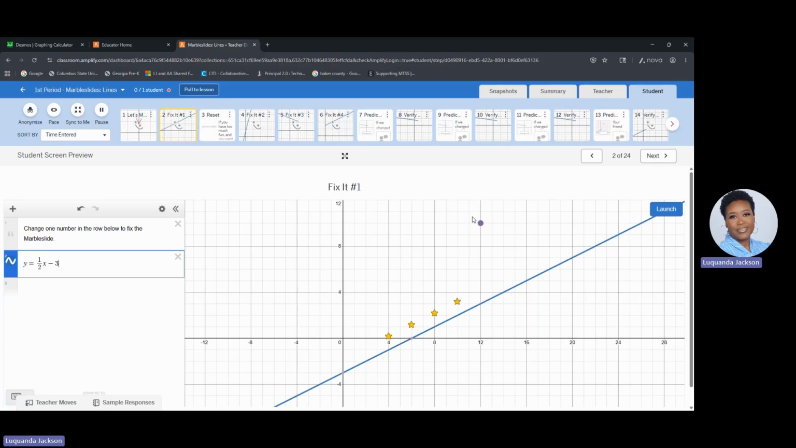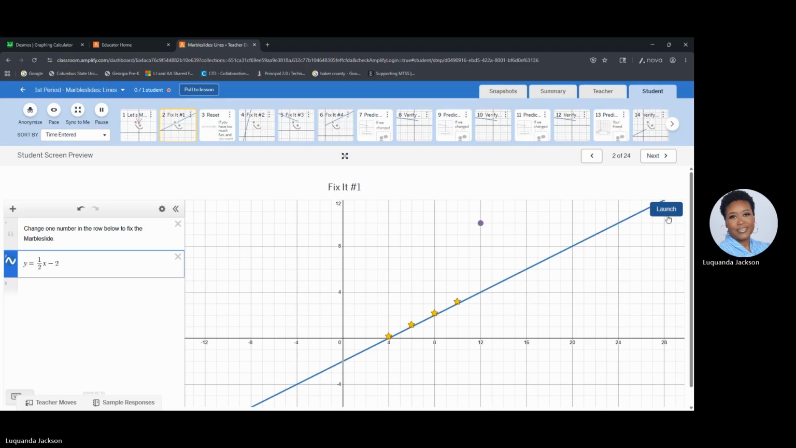But what happens when I launch this? It's going to drop and it looks like it might go underneath. So maybe then -3, let's try -2. Oh, that looks like it's right on it. So what happens when I launch? Yes, I hit all of the targets.